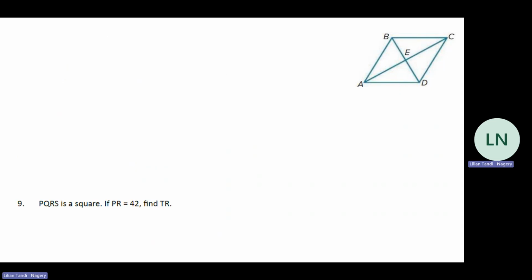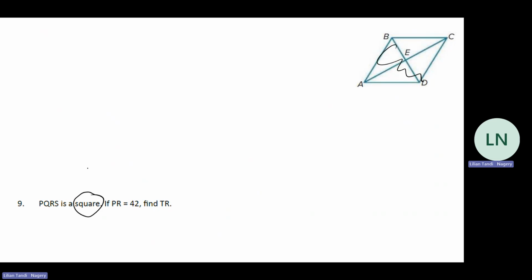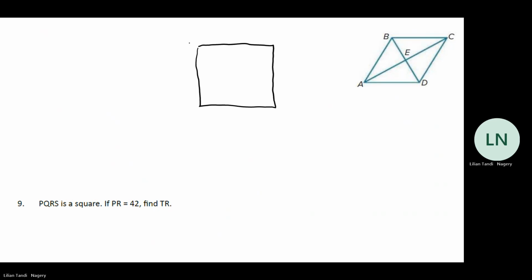Okay, PQRS is a square. I don't have this question. This is not PQRS. Where is this? I don't know where this question, PQRS is a square, PR. Okay, let's draw it. So it is a square. PQRS is a square. PR.